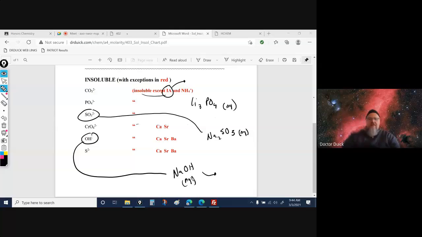That's cool, right? How about this one? CaS, calcium sulfide. Soluble or insoluble? Luke Shokoff. Soluble. It is soluble. Everybody see how this table kind of works?